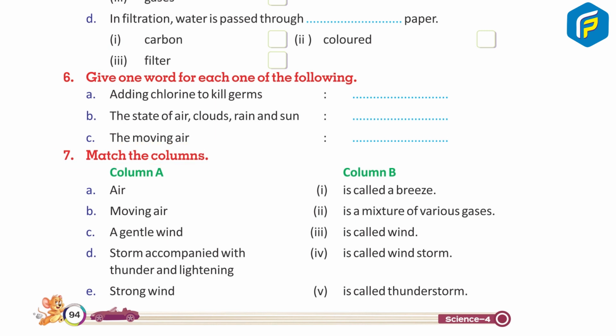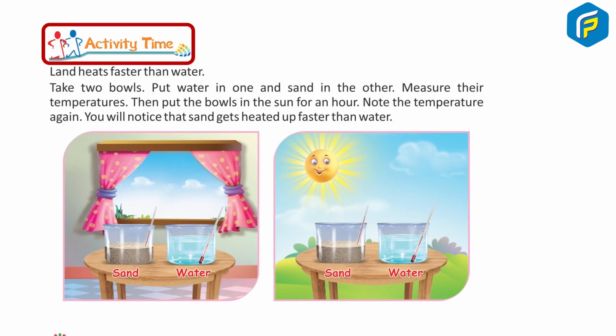7. Match the columns. Column A: Air. B. Moving air. C. Gentle wind. D. Storm accompanied with thunder and lightning. E. Strong wind. Column B: 1 is called a breeze. 2 is a mixture of various gases. 3 is called wind. 4 is called windstorm. 5 is called thunderstorm.